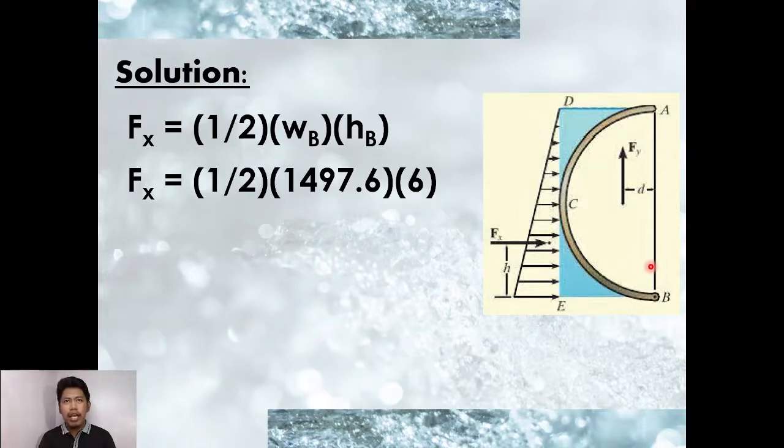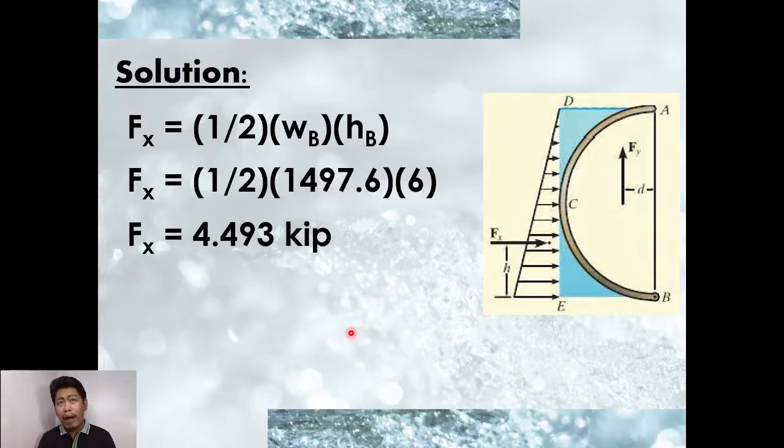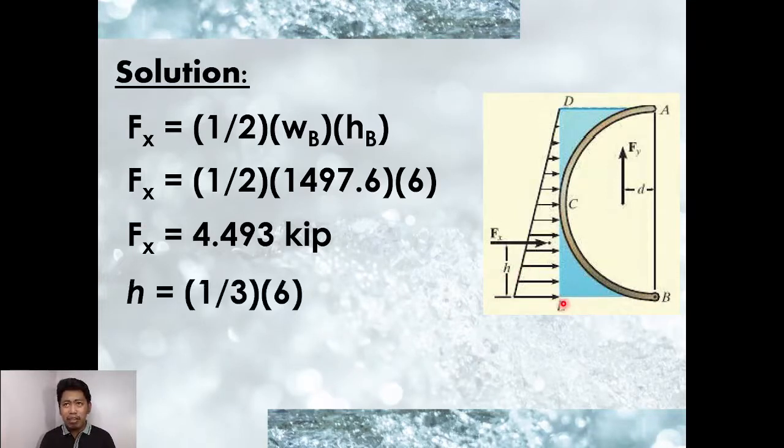Yung sagot dito, naka-divide na sa 1,000, ay 4.493 kips or kilopounds. Yun yung kip. Then, for the location, pwedeng 2/3 mula dito, pwede naman din galing dito, so okay lang, wala namang problema kasi known naman yung distance na to. Let's say galing dito sa hinge support, sa point B, that is 1/3 nitong 6.